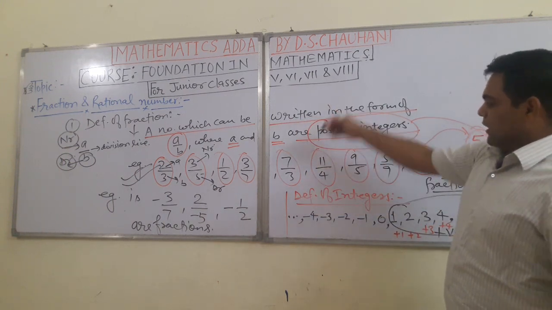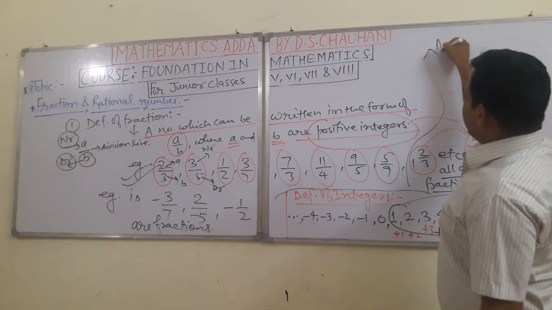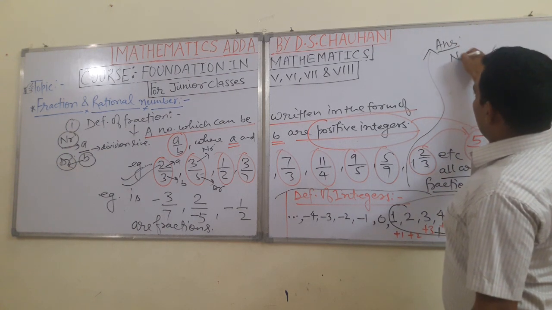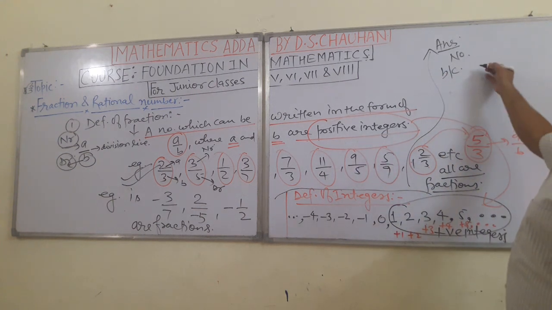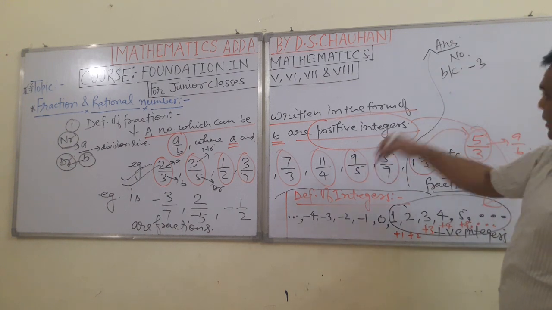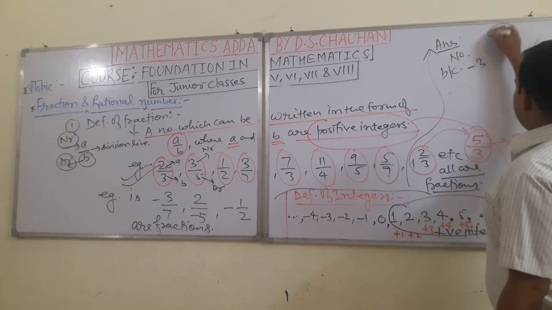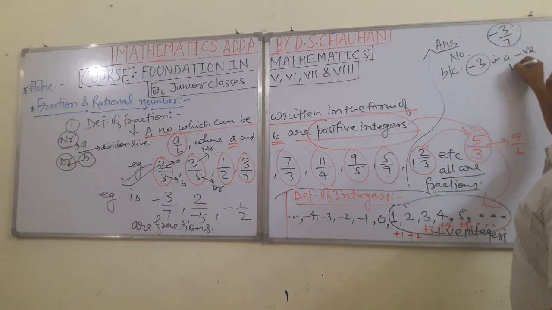Why? Because see, I am making this clear to you with this example. So the answer will be no, because here minus 3 in the first example, the number minus 3 by 7, here minus 3 is a negative integer.